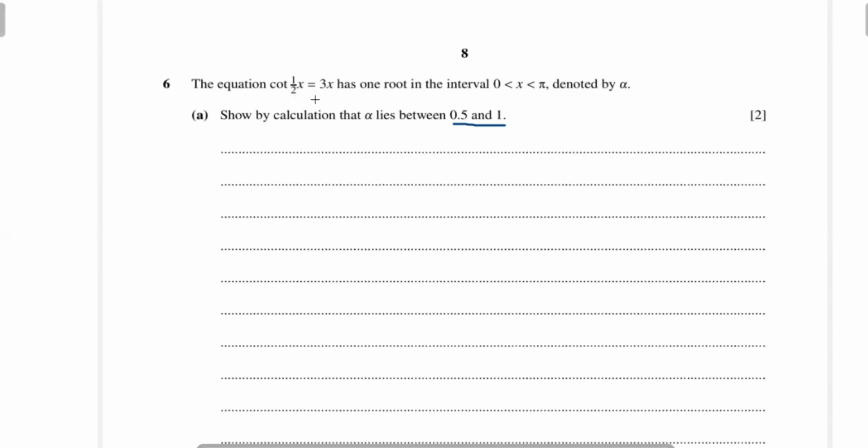Question 6. The equation cot of x over 2 equals 3x has one root in the interval 0 to pi, denoted by alpha. Show by calculation that alpha lies between 0.5 and 1. Firstly, we make the equation f of x equal to 0. You see here this equation is cot of x over 2 equals 3x. We shift the 3x from the right to the left side, so it becomes cot of x over 2 minus 3x equals 0.